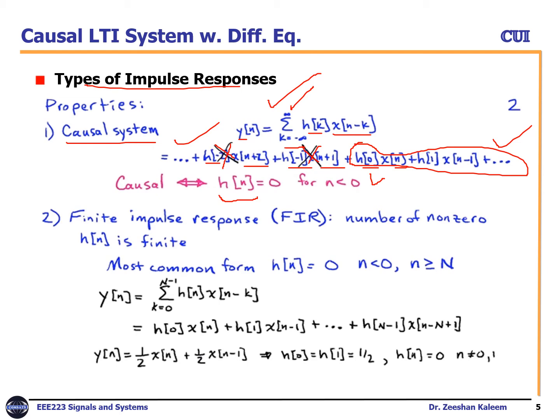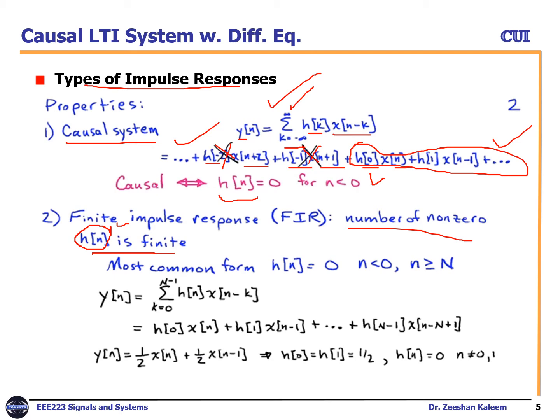Now discuss the finite impulse response. What is finite impulse response? It means that the number of non-zero h[n] is finite. It means that the values of h[n] greater than 0 are finite. There are not infinite impulse responses. For example, if you give the system an impulse, then the output should have a finite number of responses h[n] for that input, not an infinite number of responses.